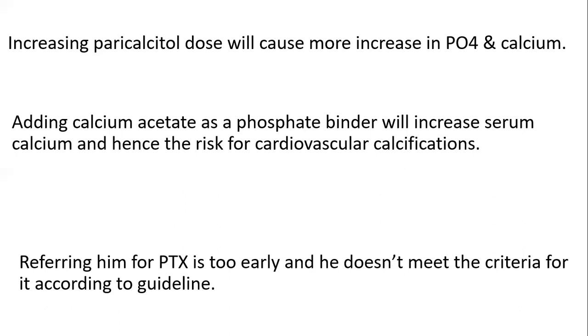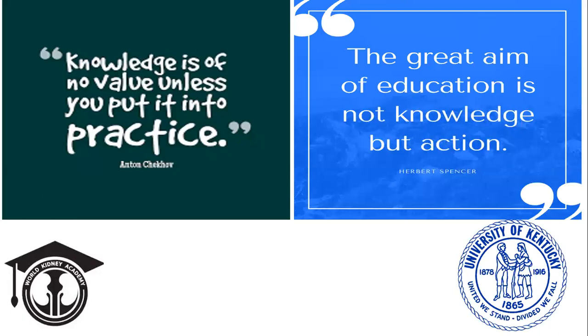We don't usually refer the patient for parathyroidectomy till the PTH is at least 800. And in this case, we have to optimize the medical therapy first. If we fail to control the hyperparathyroidism, if the PTH is going up even after adding the maximum tolerated dose of cinacalcet, we can think about parathyroidectomy.